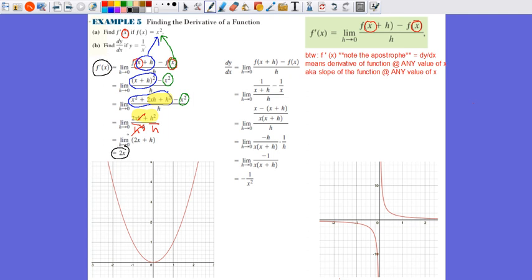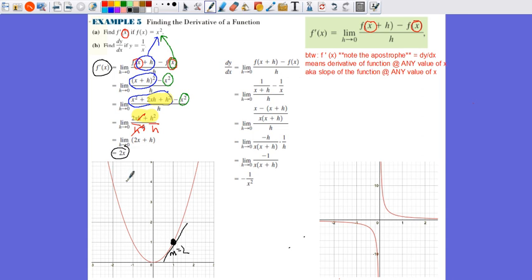So what does that mean? The slope at x equals 1: let's plug in 2 times 1. That's going to be 2. So the slope is 2.